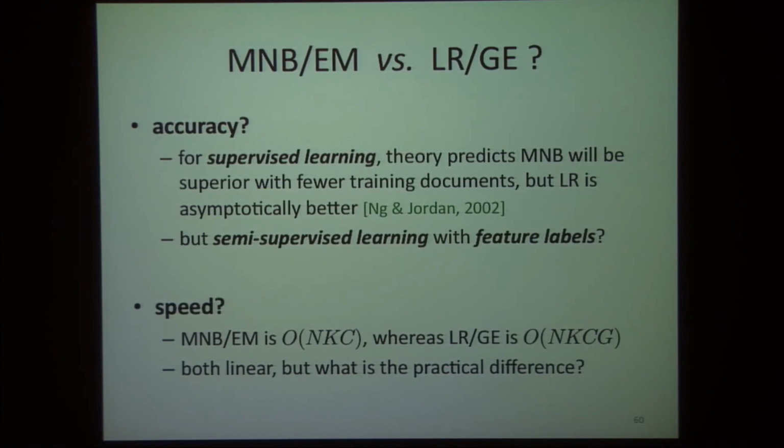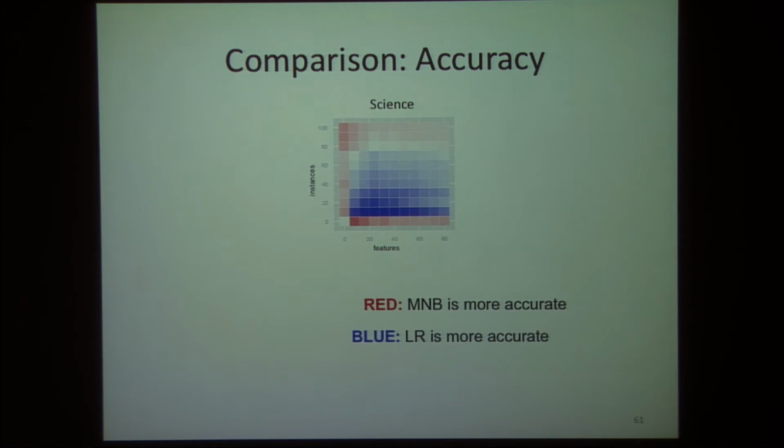Another question is in terms of speed. So both are linear, but there's an additional term in the analysis of logistic regression because it has to do multiple passes over the data before it converges. So what's the difference in practice? Do we really need to use naive Bayes because of its speed and accuracy?